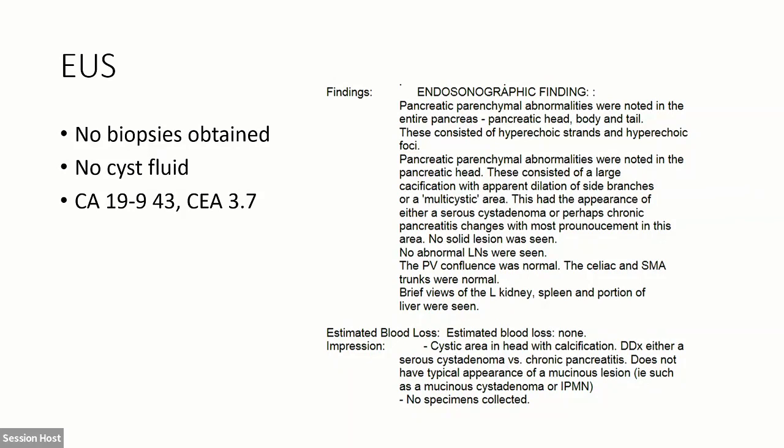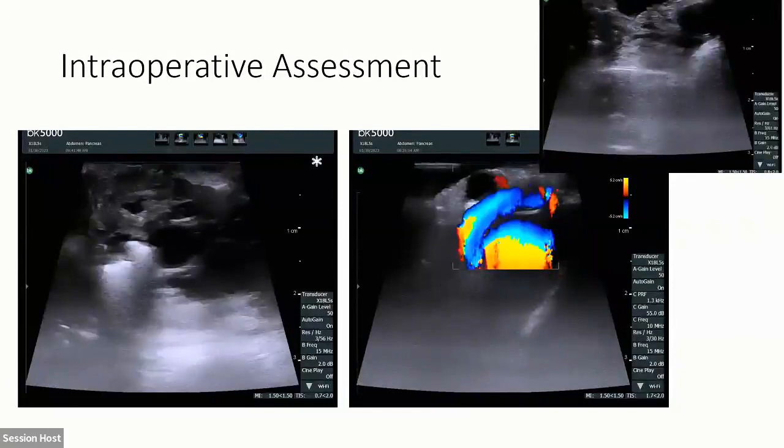The EUS findings showed, again, this large calcification, big cystic area. They thought it was a serous cystadenoma, but I wasn't buying that. It didn't look to me like a serous cystadenoma. Plus we had these two scans over time, so we knew that this was growing. We knew that she had worsening pancreatic ductal dilation. So I ended up counseling her for a Whipple, which she did.